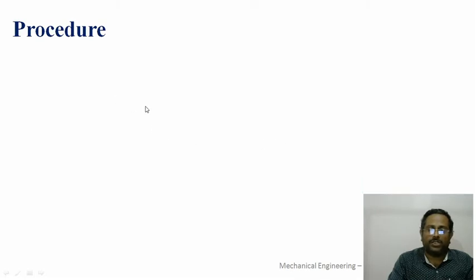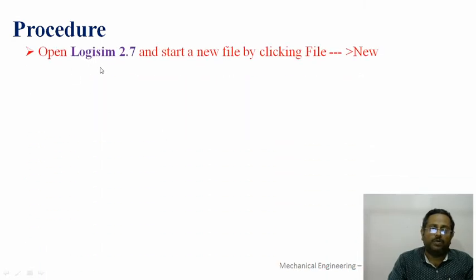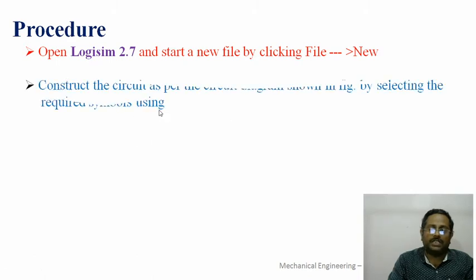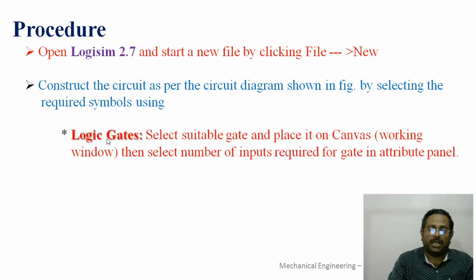Next we'll see the procedure to simulate these logic circuits to prove De Morgan's theorem using a digital circuit simulator. The first step is to open the circuit simulator software, that is Logisim 2.7.1, and start a new file by clicking File and then New under the File menu. After opening a new file, construct the circuit diagram. Whether you are proving the first theorem or the second theorem, you have a circuit based on the Boolean expression. To construct it, first select the required symbols using logic gates.